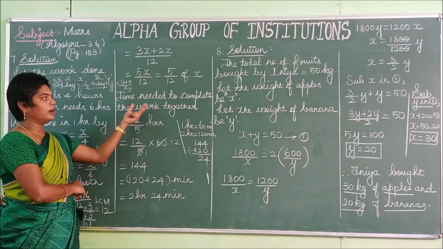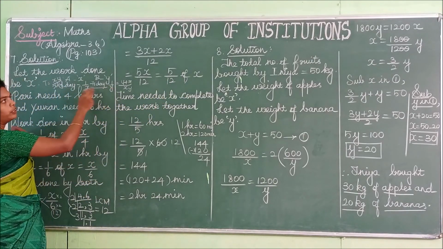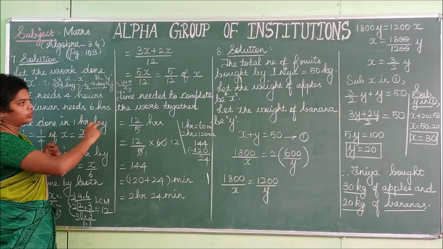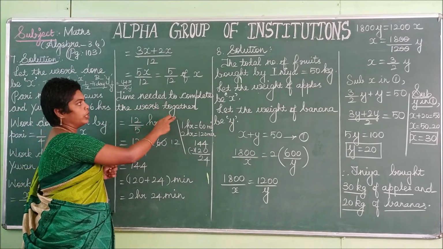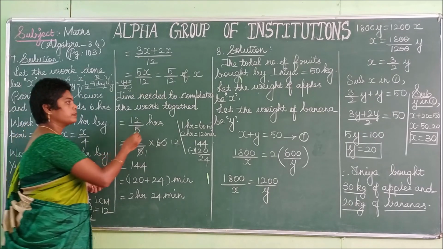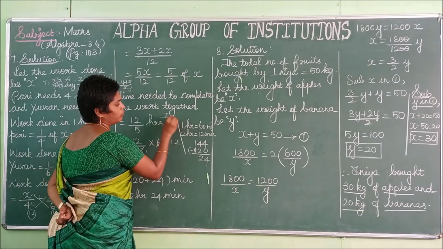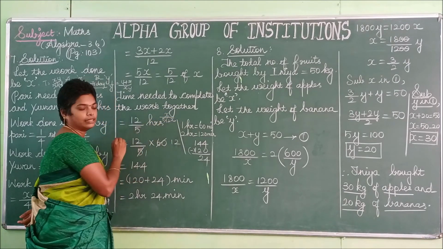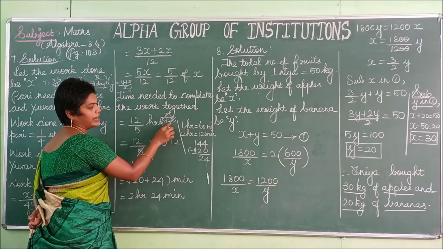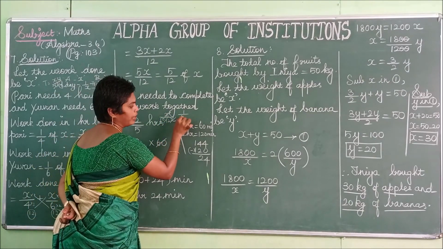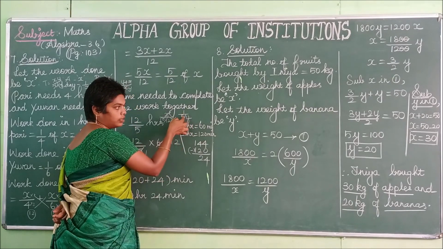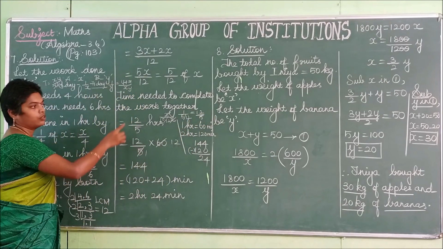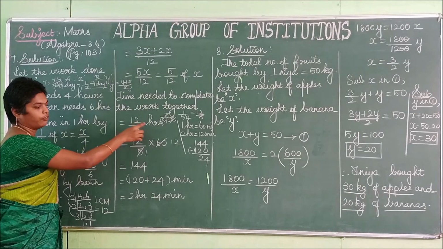So time needed to complete the work together. Here I informed you that for the total work you get the reciprocal, and that is the total time required. So the time needed to complete the work together, you can take the reciprocal. Reciprocal means total work divided by the work done, which can be rewritten like this. This x and x get cancelled. So what is the remaining value? 5 by 12. So 1 by 5 by 12. The denominator of the denominator goes to the numerator, divided by the value 5. So this can be rewritten as 12 by 5 hours.